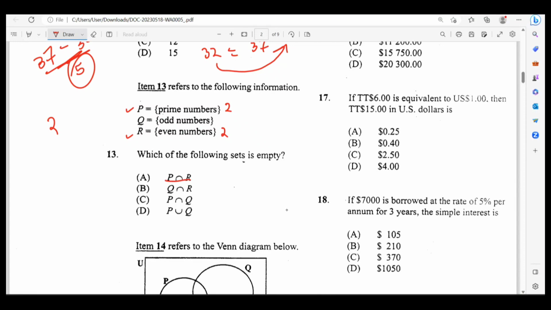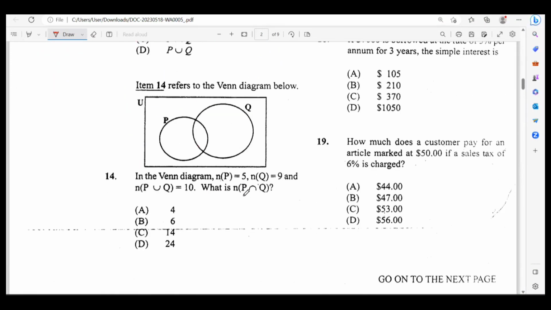Q intersect R. So Q is odd number. R is even. Think about it. Is there any odd number that is even? No. So you won't get anything. You'll get an empty set for this, because there is no odd number that is even. So the answer is B. All right, we know that. So I'm not going to check the others, because I can't find any odd number that would be an even number.